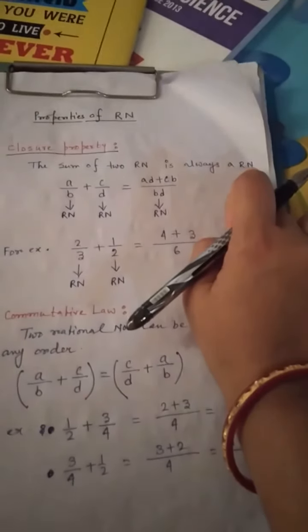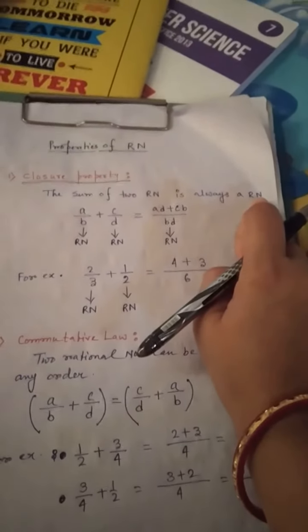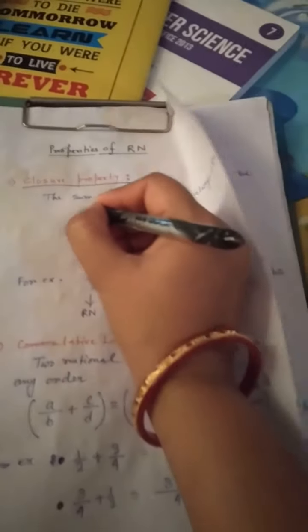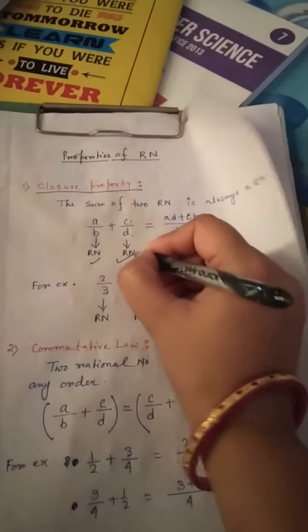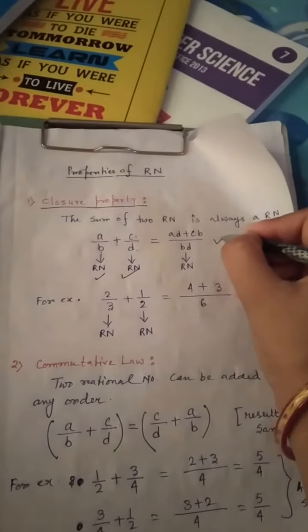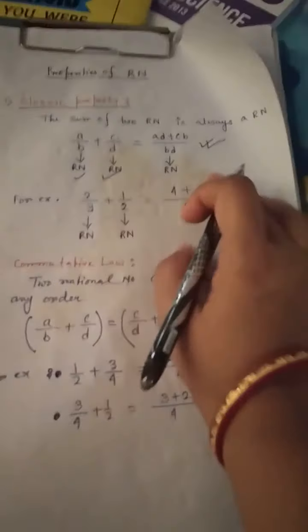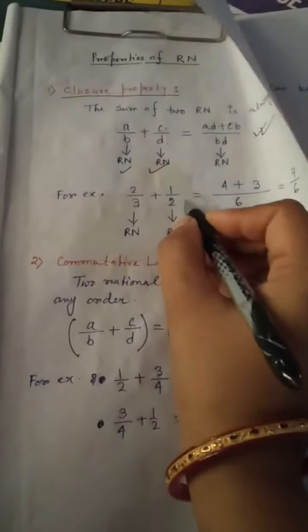This means that when you are adding two rational numbers, as a result we also get another rational number. That means a by b plus c by d, both are rational numbers. So when we add these, we also get the result as a rational number. Now for example, say 2 by 3 plus 1 by 2.